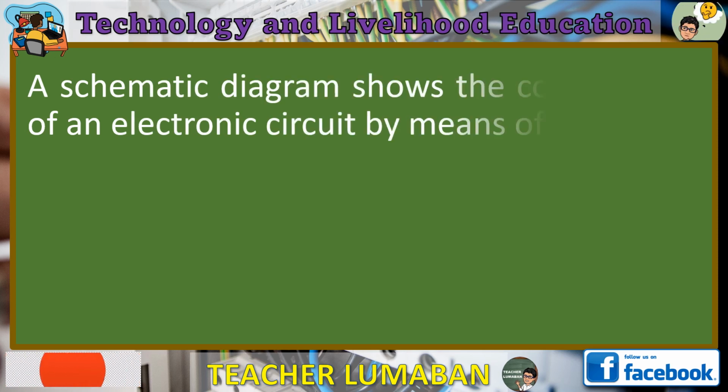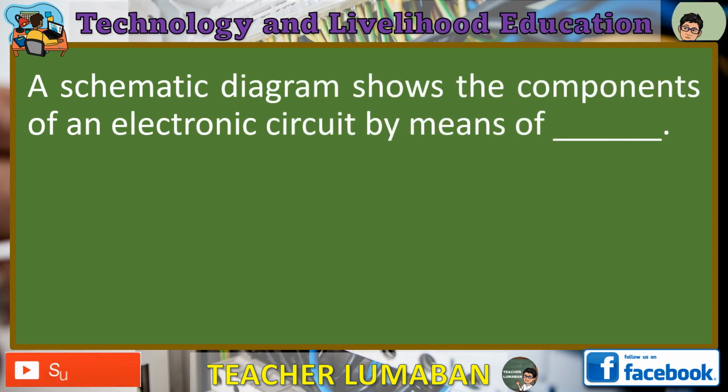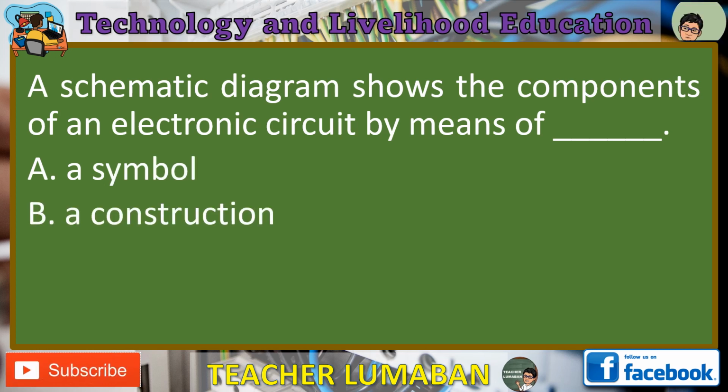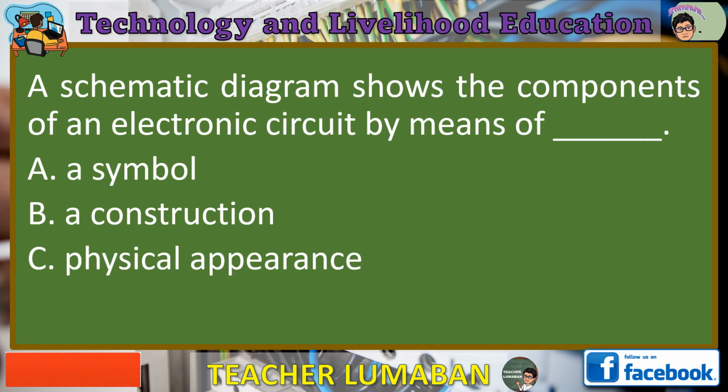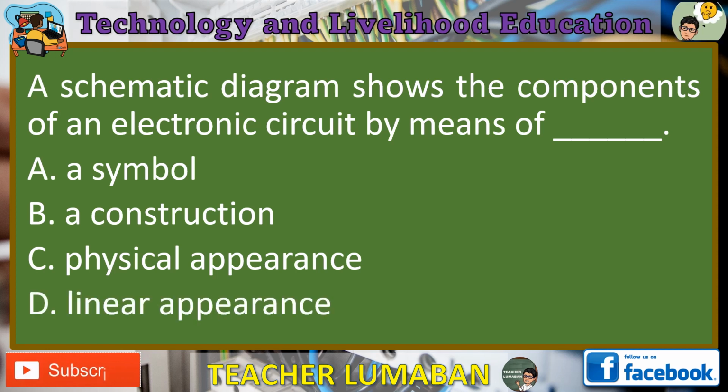A schematic diagram shows the components of an electronic circuit by means of blank. Letter A, symbol. Letter B, construction. Letter C, physical appearance. Letter D, linear appearance. In the next 5 seconds, select the best response from the available options. 5, 4, 3, 2, 1.